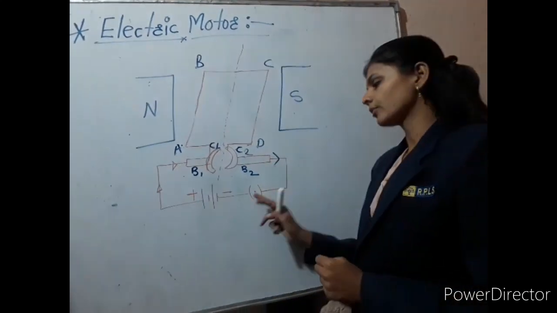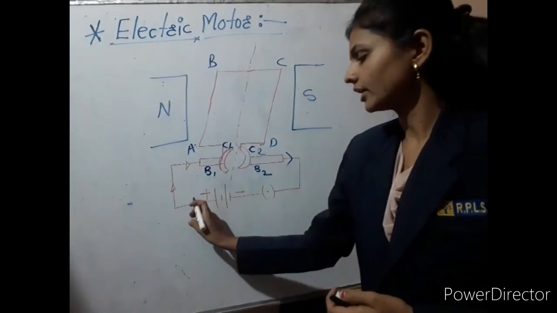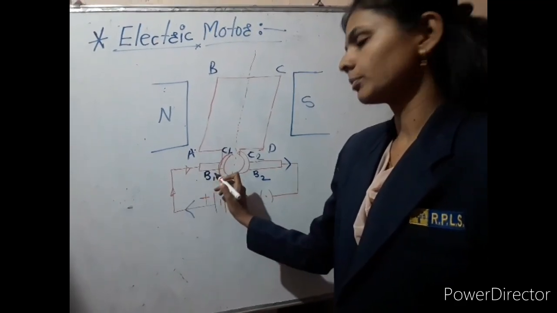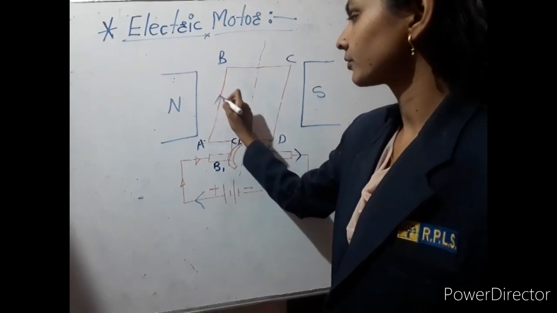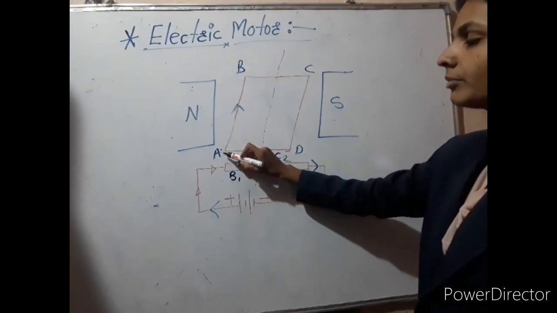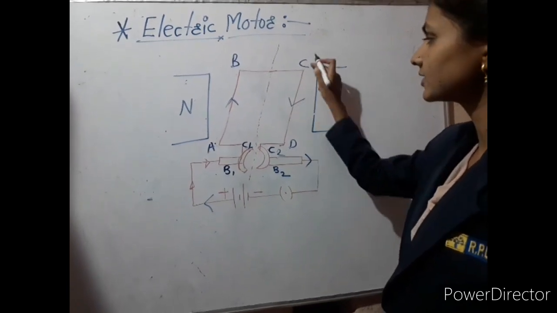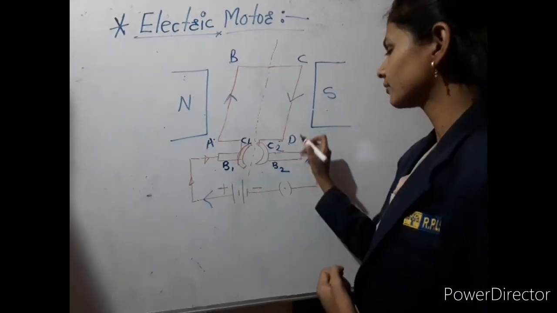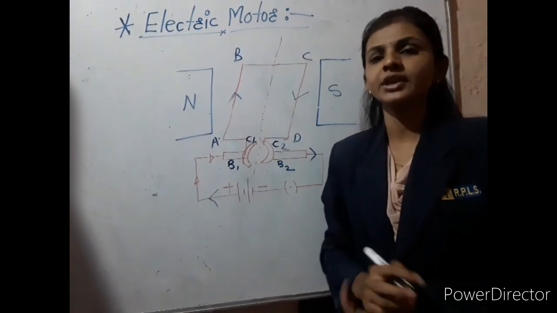First of all we have to switch on the supply. When we switch on the supply, the current starts to flow in this direction. The current enters from the brush B1 through C1, then from A to B. Carefully look at the direction of the current: it flows in the upward direction from A to B, and in the second case it flows from C to D, in the downward direction, then from C2 to the brush B2. So this is the direction of current.